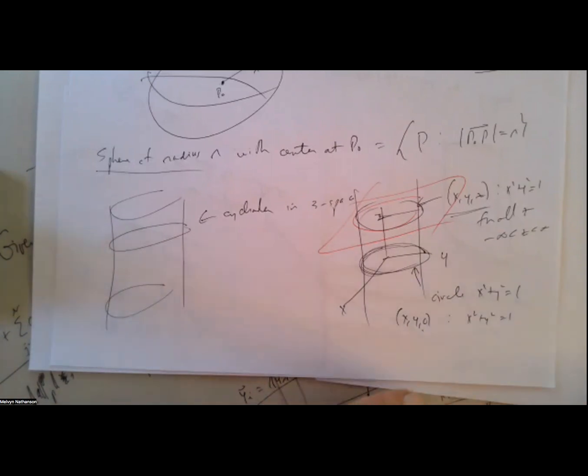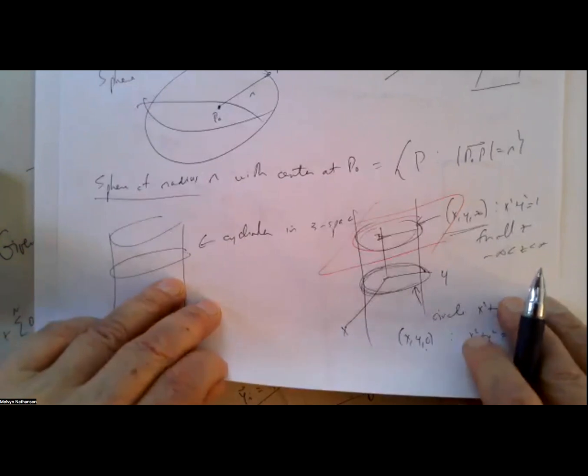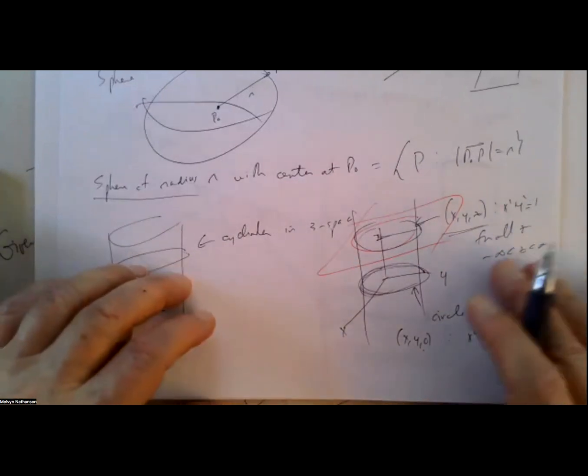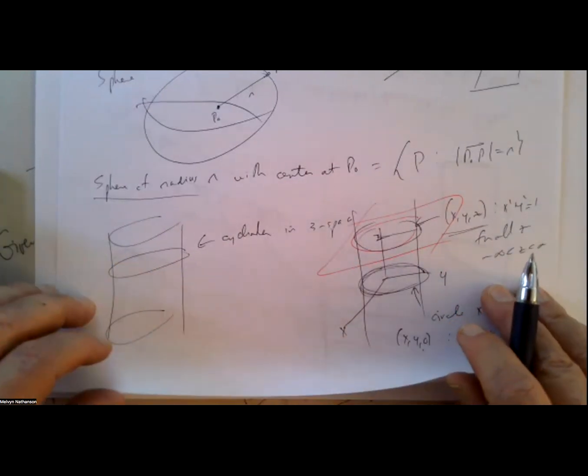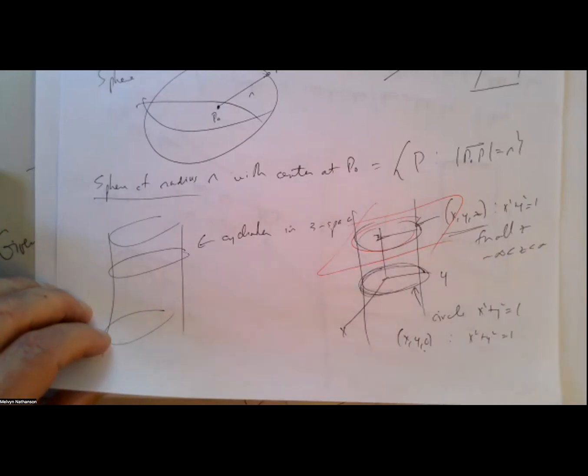So it takes a while to get used to these geometrical constructions in space, but these are some of the basic ones. A basic one is a cylinder. A sphere is a basic one, not a cylinder. Sphere is not a cylinder. We have spheres and we have cylinders.